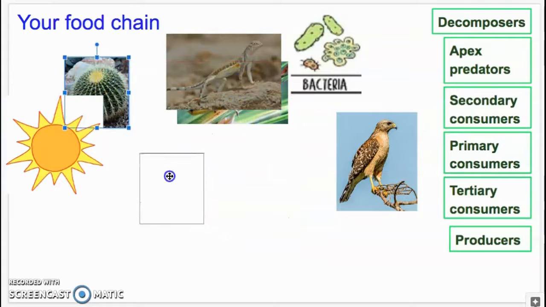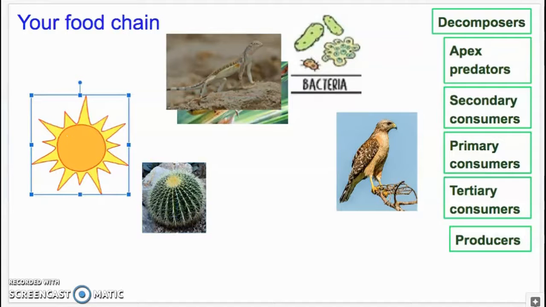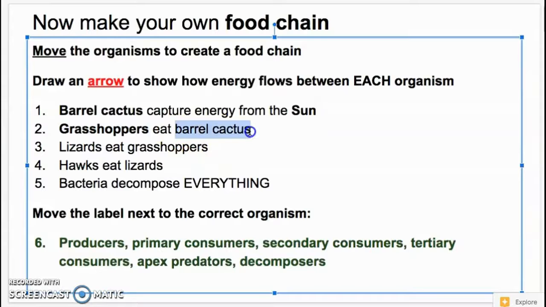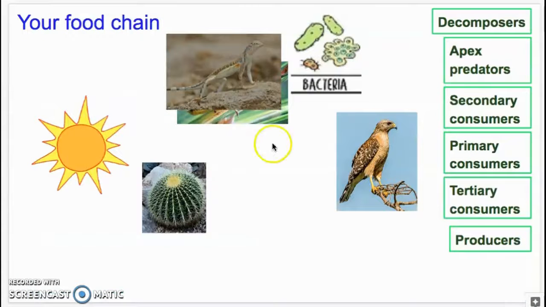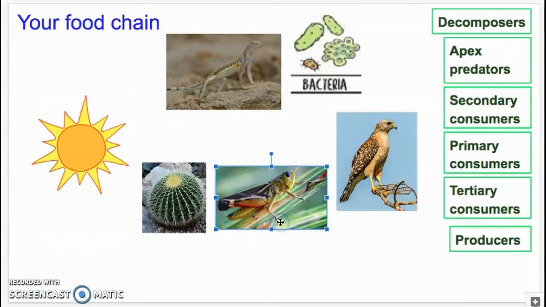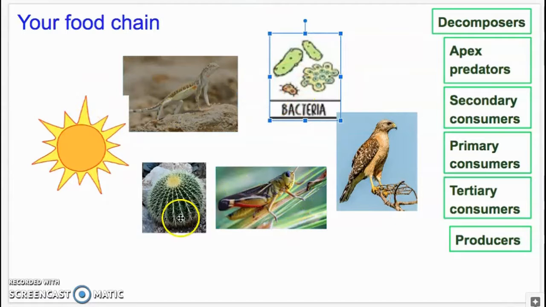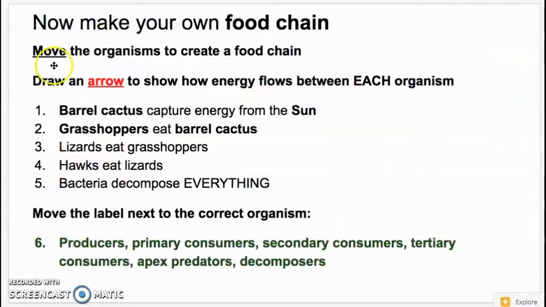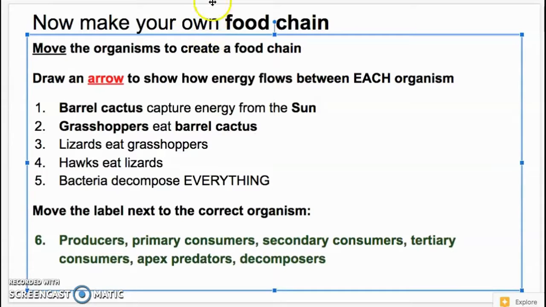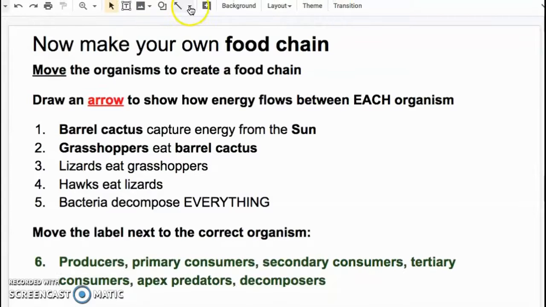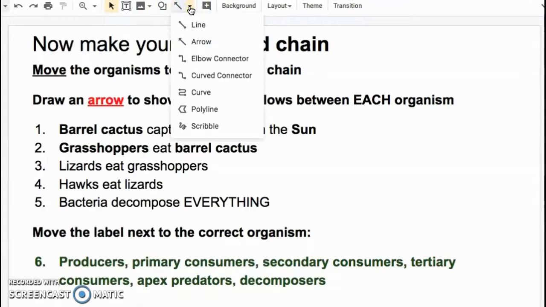I'm going to put the sun next to the beryl cactus. Then it says grasshoppers eat the beryl cactus. So next to my beryl cactus, I want to move the grasshopper. You're going to be moving organisms around so that you can show all of their relationships. When you're done, you're going to draw an arrow to show how energy flows between each organism. Now if you look up here, you can insert arrows on your Google Slides.